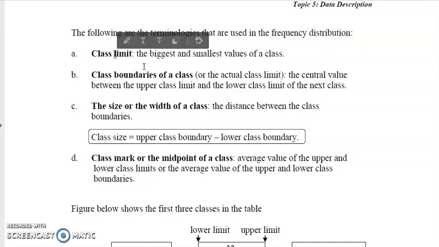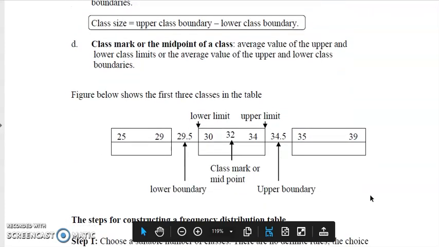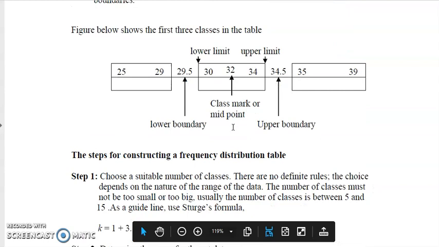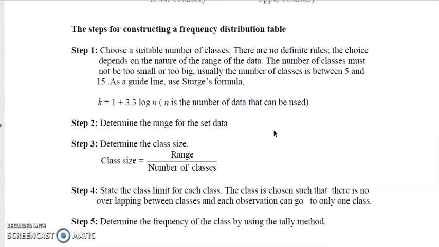Okay, about the class limit, the biggest and smallest value, class boundary, the size or the width of the data, class mark or the midpoint of the class. We usually call it the midpoint. Okay, so we'll have lower limit, upper limit, midpoint, lower boundary, upper boundary. Okay, the first step on how to construct a frequency distribution: first, you need to choose a suitable class number of classes, which is using the Sturges formula. Okay, how to find the number of classes?